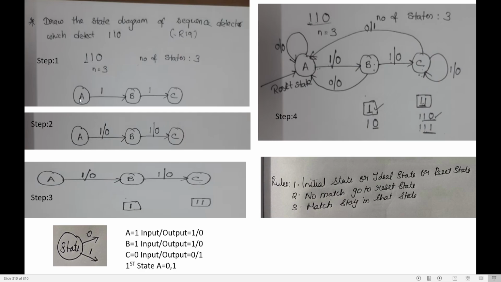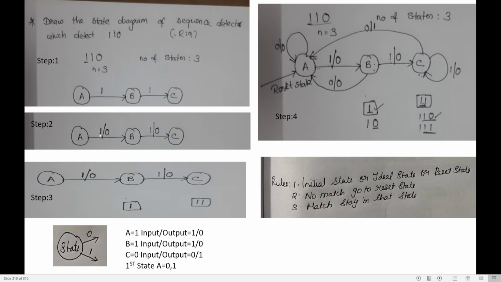Immediately draw the diagram. This is first state, A state. This is second state, B state. This is third state, C state. Okay, A, B, C. And I need to draw the transition from A to B and B to C. When A is 1, I move from A to B. When B is 1, I move from B to C. Till this point you need to draw. First draw the states A, B, C. Then connect the states A to B and B to C. Then what is the pattern? 1 and 1. Done. This is my first step.